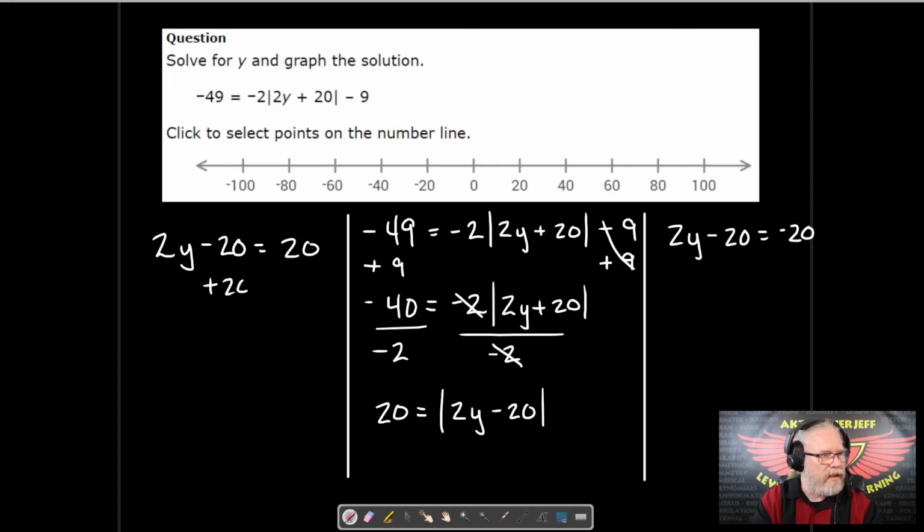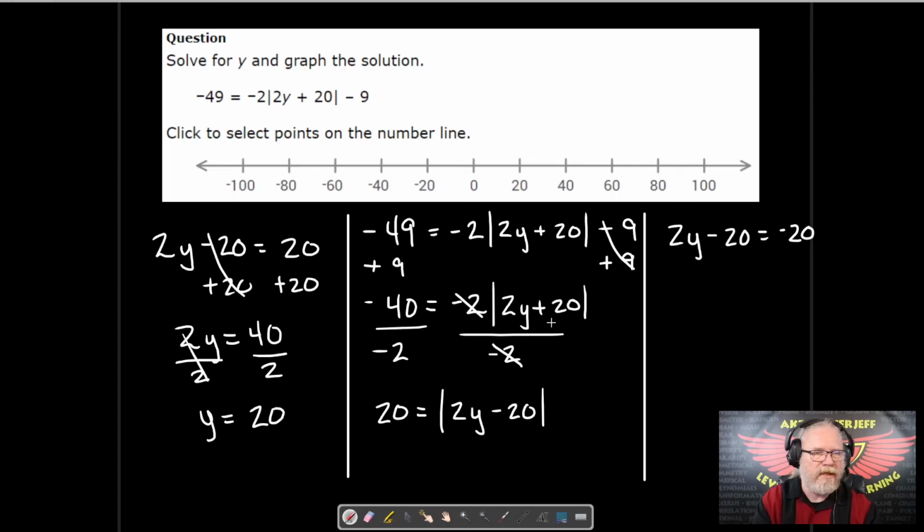Let's go ahead and add 20 to get rid of that -20 there. What we do to one side, we do to the other. Those will cancel each other, leaving me with 2y on the left, and 20 plus 20 is 40. Now let's go ahead and divide by 2. And that leaves us with y on the left, and 40 divided by 2 is 20. And as I look up here, yep, 20 is on the number line. Good to go there. So that's our first solution.